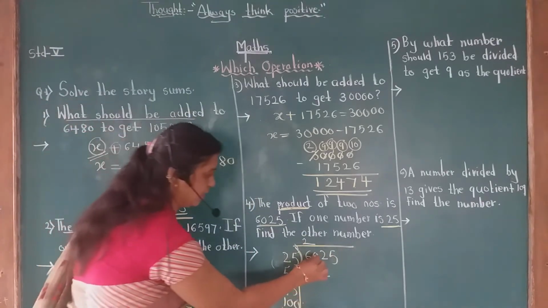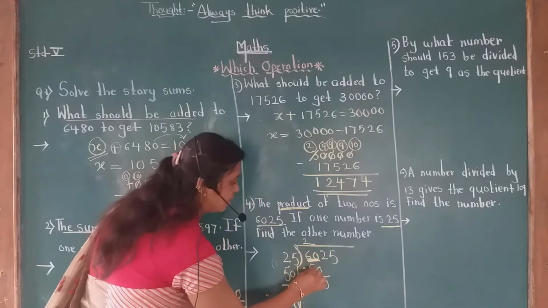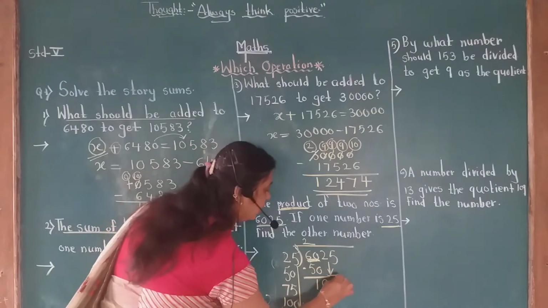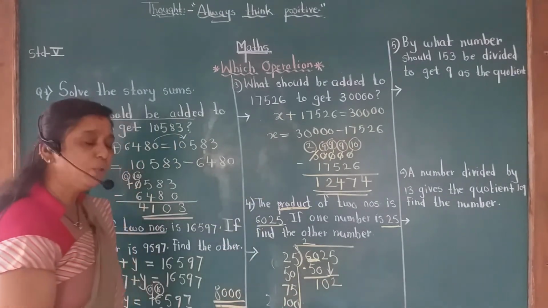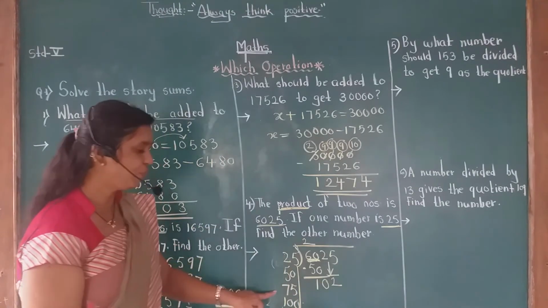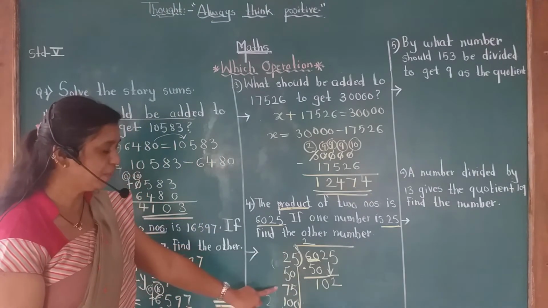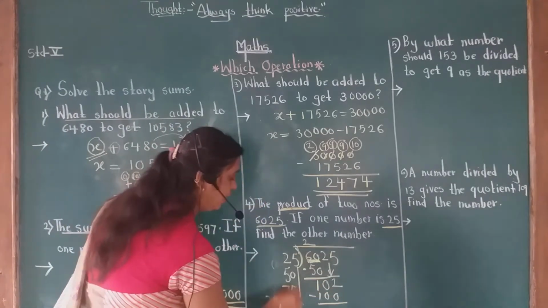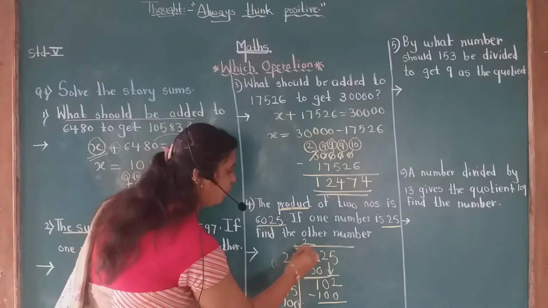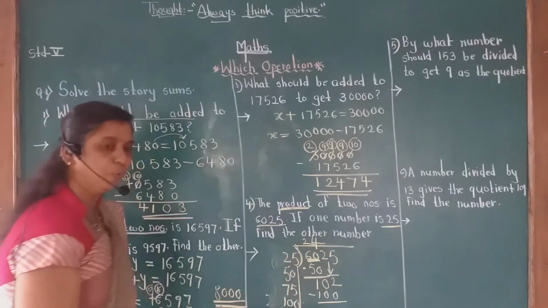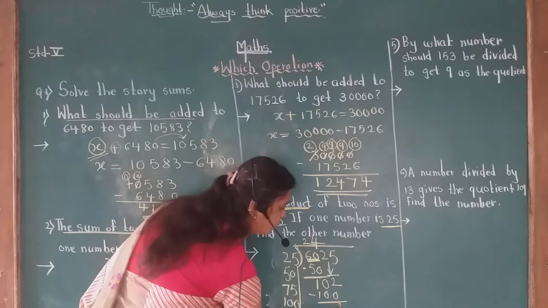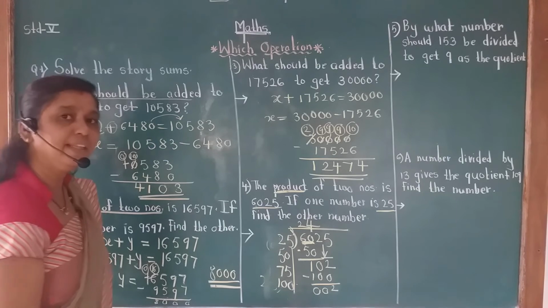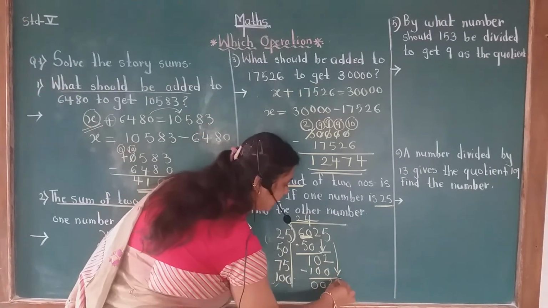Do the subtraction. 0 minus 0 is 0. 6 minus 5 is 1. Then you have to call 2 downside. Now you have to see, is 102 present in the table of 25? No. Then which is the smaller number? 100. So you have to write here 100. At what number is 100 present? 1, 2, 3, 4. So you have to write here 4. Do the subtraction. 2 minus 0 is 2. 0 minus 0 is 0. 1 minus 1 is 0. Then you have to call 5 downside.